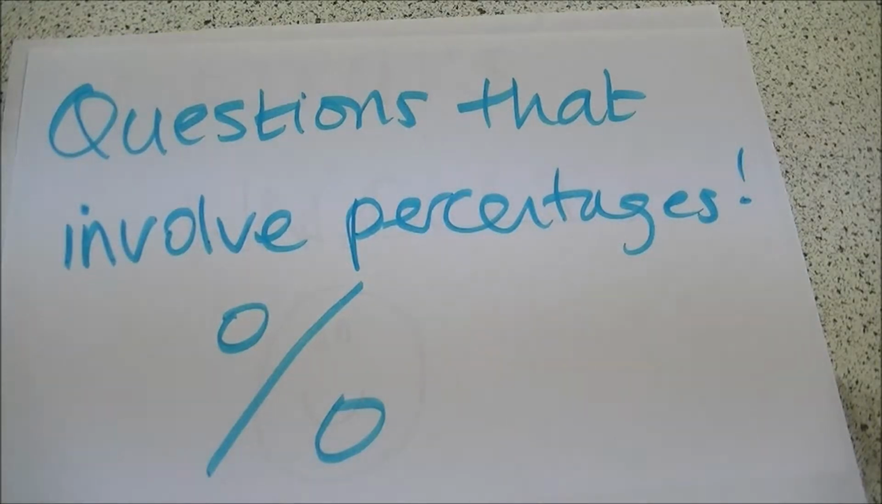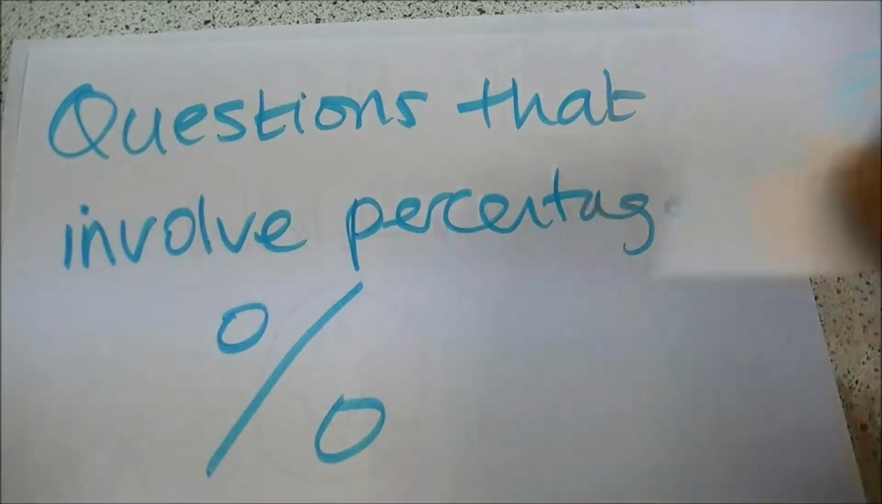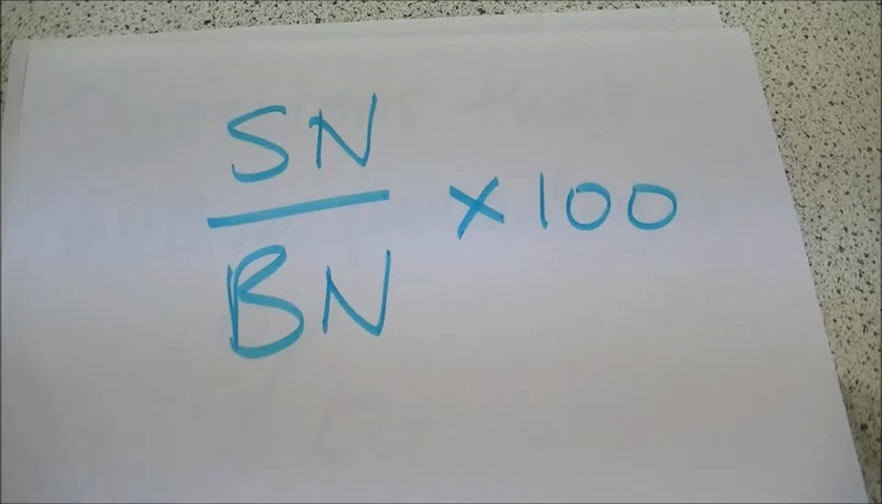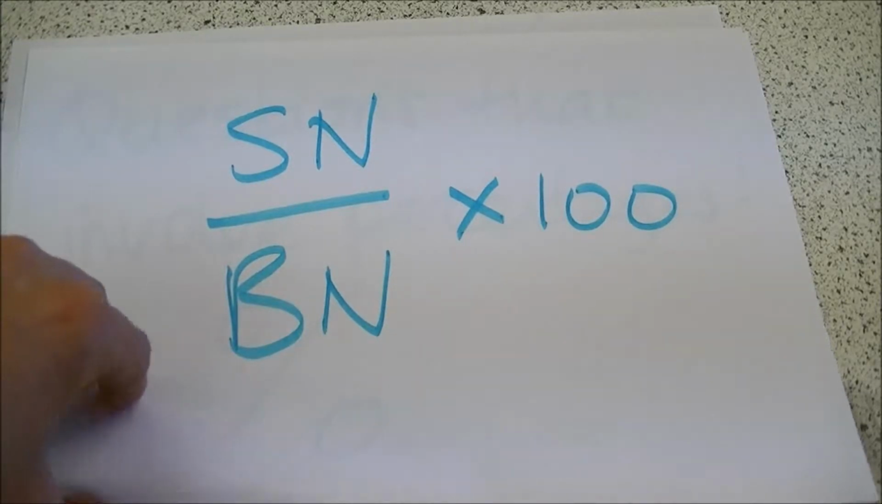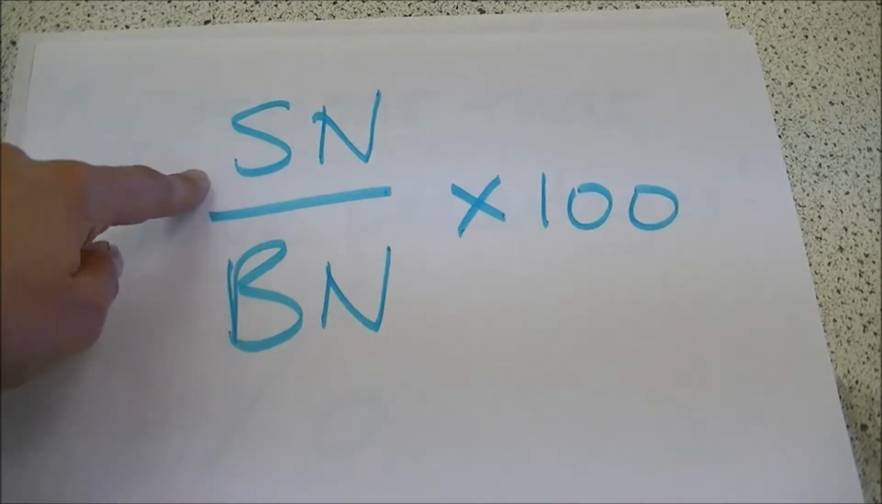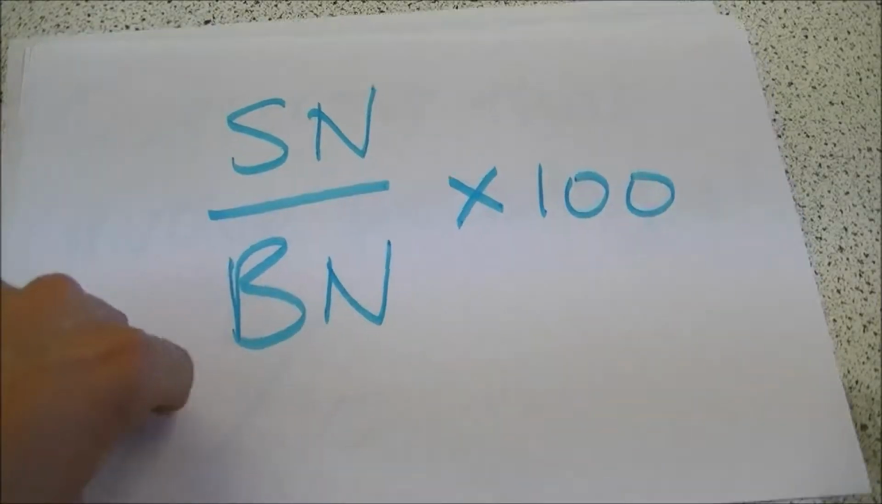Now, the first thing that we need to remember is that in science exams in particular, you will always have a small number divided by a bigger number multiplied by 100. Just remember that. Small number, divide it by a bigger number, and then multiply it by 100. That's not necessarily true of maths or other subjects, but it is always true in science. Small number, divide it by the bigger number, times 100.